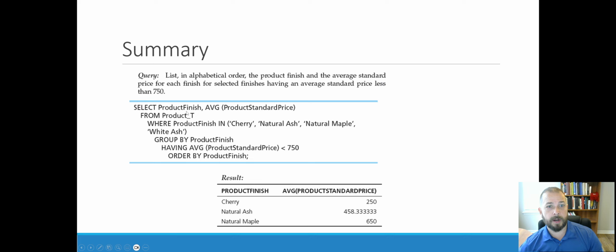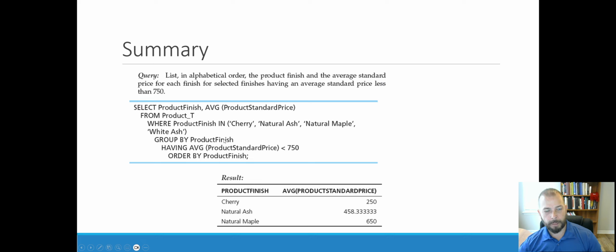So select the product finish. We're going to use the average function from the product standard price. We're going to access the table from the product T table, and then here we're going to ask in our WHERE clause where the product finish is going to include cherry, natural ash, natural maple and white ash to be returned. So this is our condition for the product finish column. And then we're going to group by our product finish.